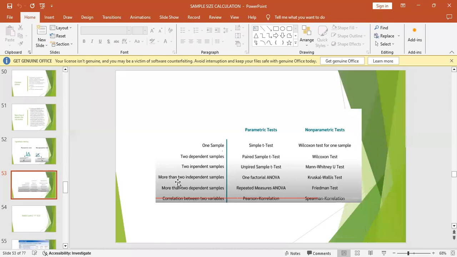And if there are more than two independent samples, then the parametric test will be the one-factor ANOVA, and its non-parametric counterpart will be the Kruskal-Wallis test. And if there are more than two dependent samples, then we will use the repeated measures ANOVA and the Friedman test. And if we have to establish the correlation between two variables, then we have Pearson correlation and Spearman's correlation.